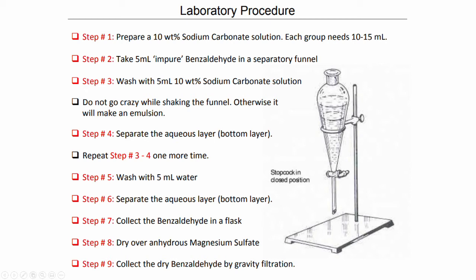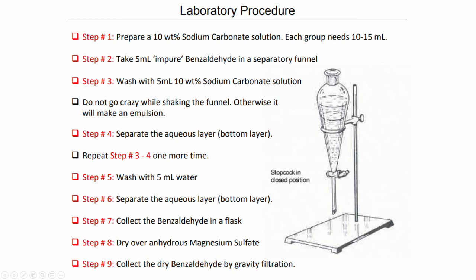We don't want to shake it too crazy, or else we'll create an emulsion that can be difficult to separate. So we just mix it gently and let the sodium carbonate react with the benzoic acid. Once we're done mixing, we put it back onto the loop and let the layers settle. You can see there's a layer up here and a layer down here. Our aqueous layer should be the bottom layer, while our organic layer should be the top layer.